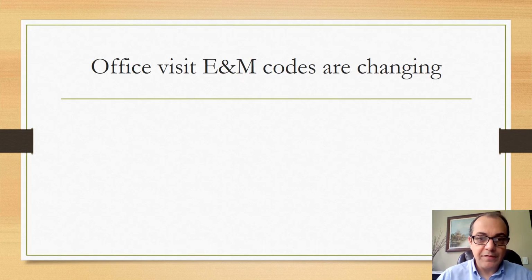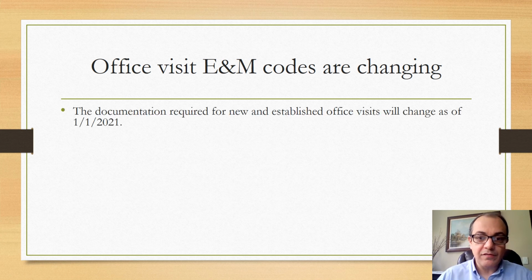First, I'd like to clarify a few things. When we say office visit E&M codes are changing, what do we mean by that? We mean that the documentation needed for new and established office visits will change as of January 1st, 2021. So the code number, or the number that refers to a certain level of office visit, is going to stay the same. What will change is how we account for such a code, what documentation we need to get such a code. Specifically, one code is disappearing, 99201 is going away. It wasn't used anyway, but it's now going to be obsolete.